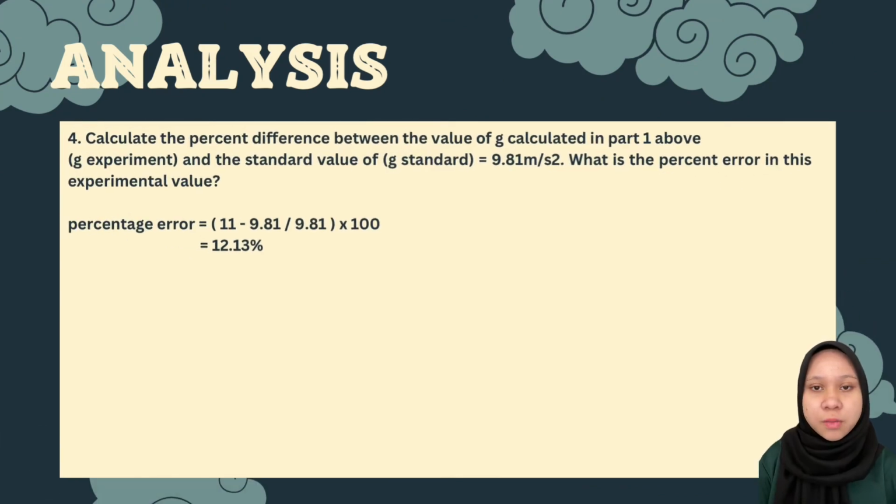For question number 4, what is the percent error in the experimental value? To calculate the percentage error, the g value minus the g standard, over the g standard, times 100.